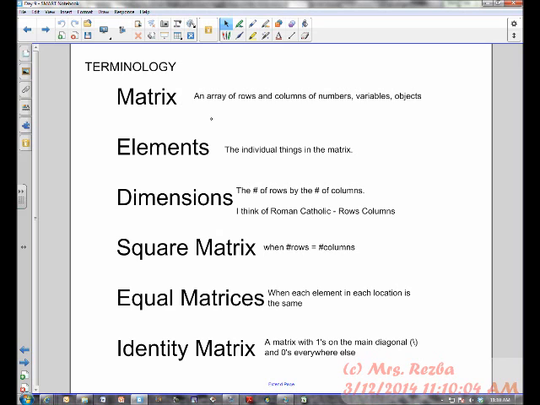Elements are each individual thing inside the matrix. Dimensions is the number of rows by the number of columns. Mr. Aguilar, way back when I first learned about matrices, told me to think Roman Catholic. You go by the number of rows first, then the number of columns. Rows go side to side, columns go up and down.